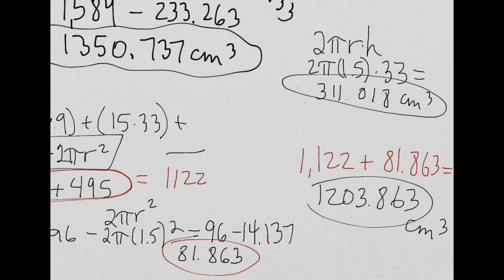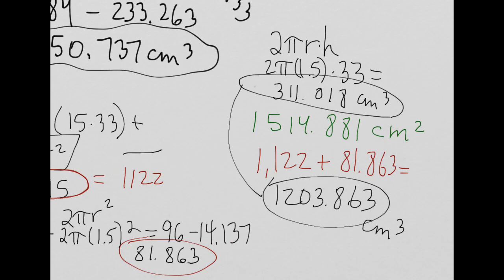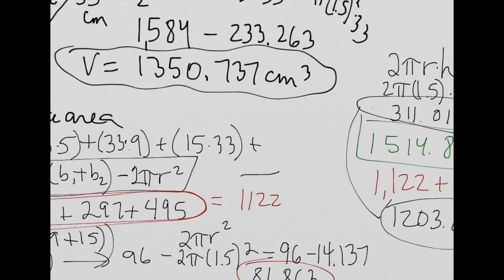I'm going to add it on to this one. So my answer here is 1,514.881 centimeters squared. And I just realized I used the wrong units over here. It's not volume, it's area. There are lots of ways to do it besides what I did, but if you come out to the same answer, you're good. So this is the surface area, and then the volume is up there.